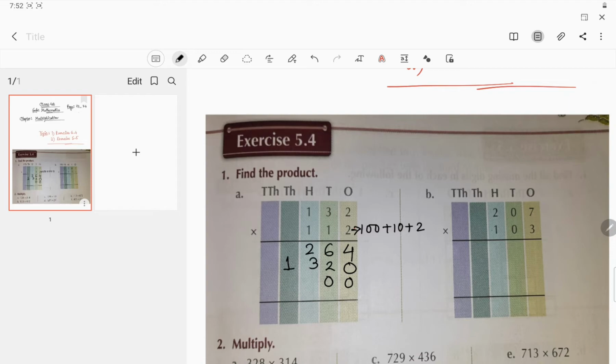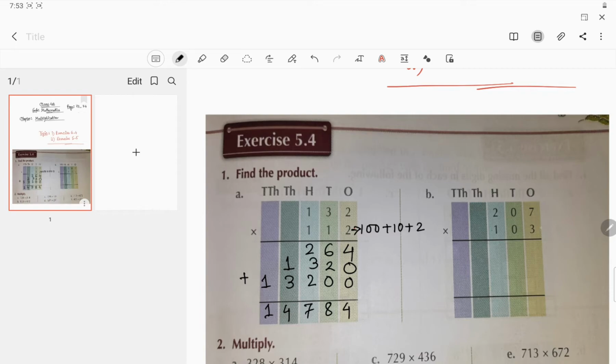Now you have to start from the hundreds place because you are now multiplying by 100. So 2 1's are 2, 3 1's are 3, 1 1's are 1. Now add them. So 0 plus 0 plus 4, so it will be 4. 2 plus 6 is 8. 2 plus 3 is 5 and 5 plus 2 is 7. 3 plus 1 is 4 and 1. So the answer will be 14,784.